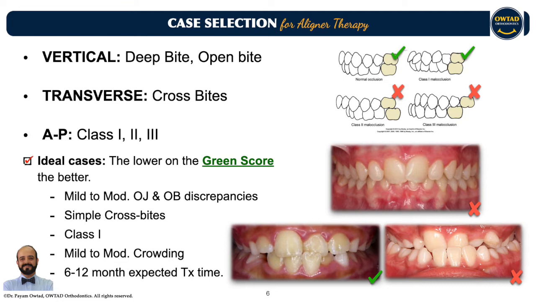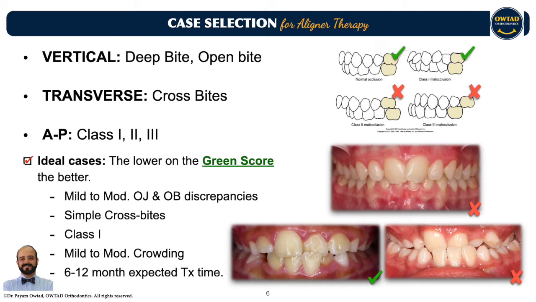So if you know in case it's getting expansion, you know the aligner is going to work better compared to other movements. And then, of course, class 1 is easier because you don't have to deal with rubber band or anything. And then mild to moderate crowding. Definitely don't go to the route of severe crowding. I try not to do severe crowding with aligners.